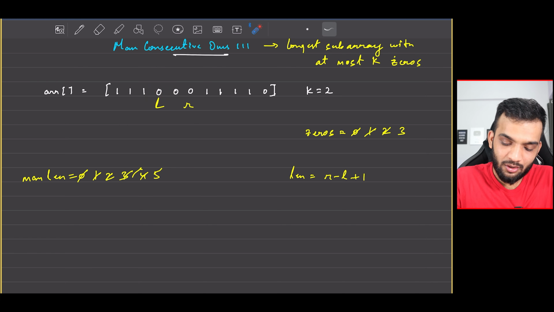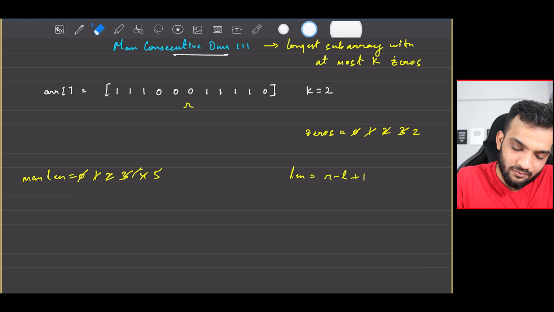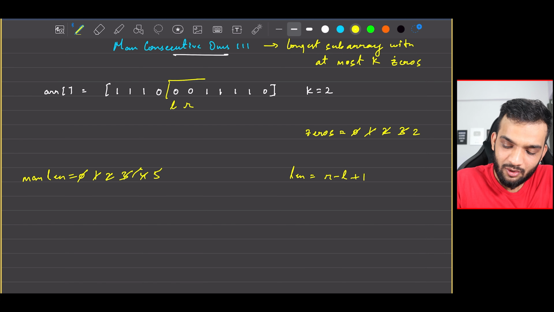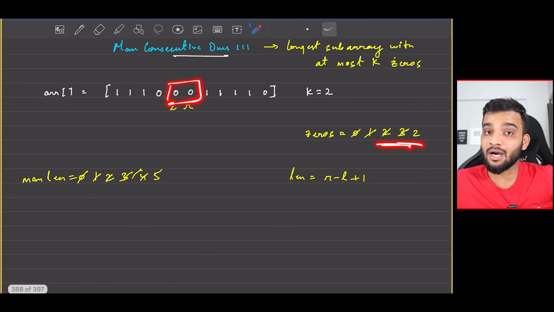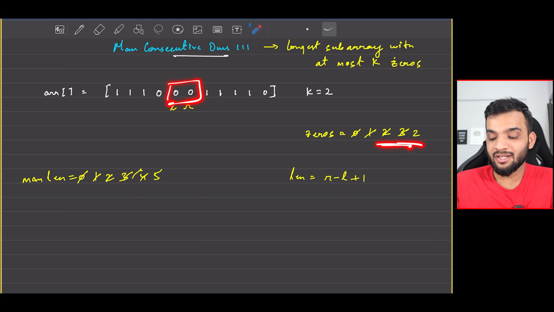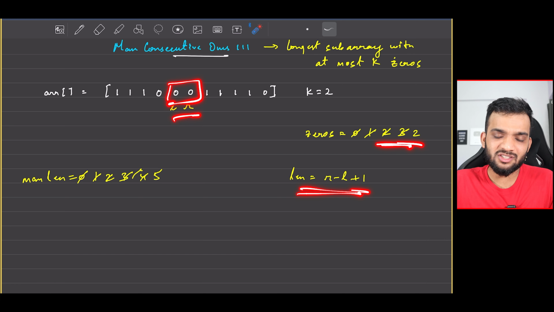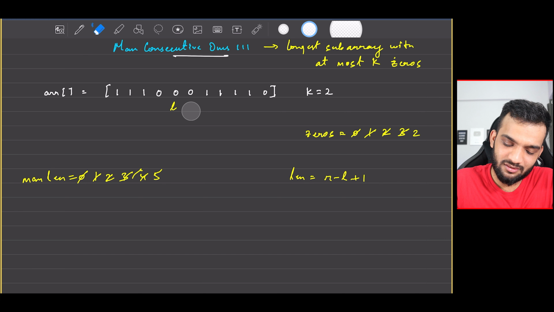Is that a zero? Yes, that's a zero. Decrease the number of zeros. And move L. So the moment you reach here, what do you see? You see that you have the number of zeros under control. And if that is the case, you can again update the length. What will be the length this time? That's 2. And that's not greater than max length. So you don't do anything. And you start moving R again.